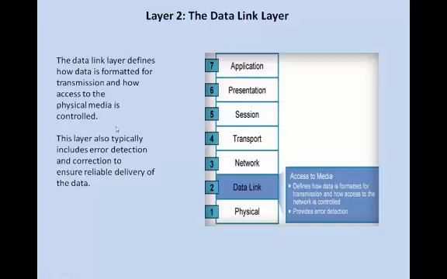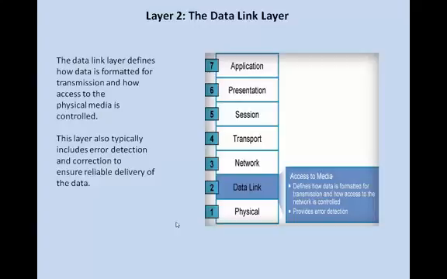And if we talk more about this, this layer also typically includes error detection and correction to ensure reliable delivery of the data. So if there is any error in the data, it will be checked by this layer. Then only the transmission will happen, so that reliable delivery of data can be done. So as you can see, the basic function of the data link layer is error detection and defining the format of the data to be transmitted over the network.